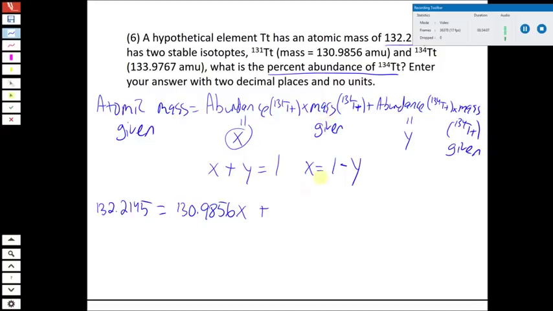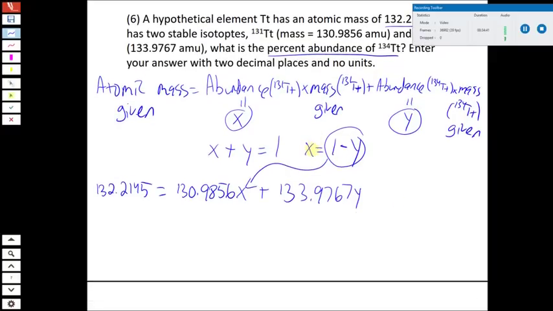plus the mass of the second isotope over here, which in the problem is 133.9767. So all the numbers in this problem that we have so far are all given pieces of information, times the abundance y. And then we're going to replace x with 1 minus y. We're solving for y here, so that's why I'm doing it this way. You could have also done it the other way, but then you'd have to remember what we're referring to. So we're looking for the abundance here of the heavier isotope. So the most efficient way to do this problem is to solve for y directly. If you solve for x instead, you just have to go back and find y using this relationship here.